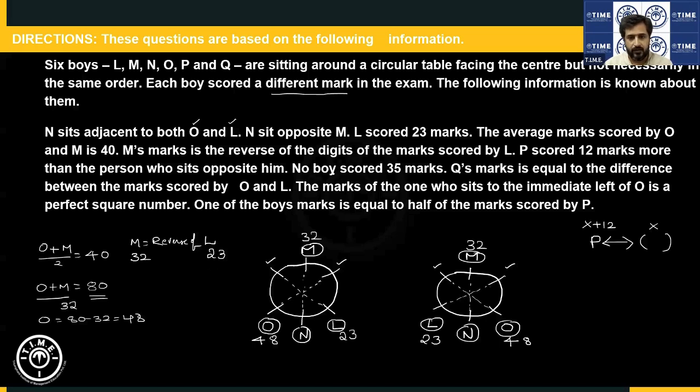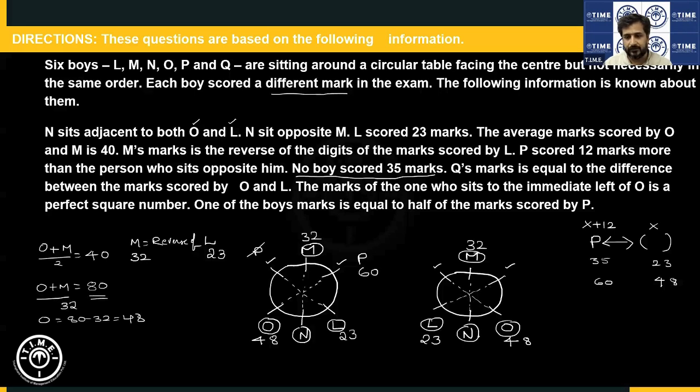Now, what is given? No boy scored 35 marks. So no one among the 6 people scored 35 marks. For example, if you take P here, the person opposite to P scored 23, so P must have scored 35. But it is given that no boy scored 35. So we can confirm that P cannot be here. Now the only place possible is here. So the person opposite to P scored 48 marks, so P must have scored 48 plus 12 marks. So P's score is 60.